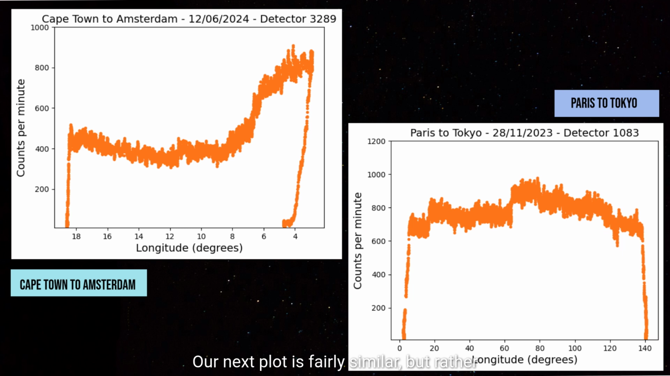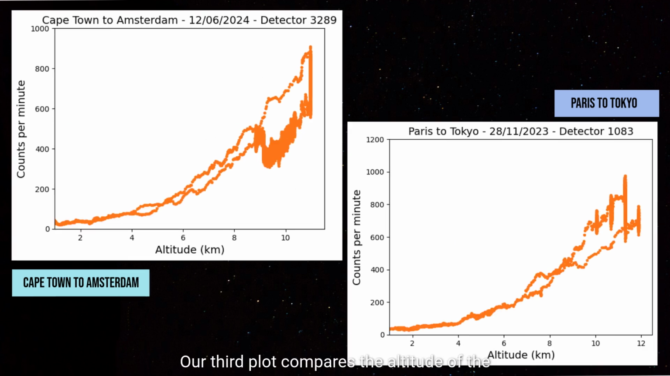Our next plot is fairly similar, but rather than latitude, it relates longitude to the radiation rate in counts per minute. Generally, radiation levels do not change as a function of longitude. However, our radiation data is measured as a function of latitude, longitude, and altitude. Since latitude and altitude are not kept constant as longitude changes, we expect to see a similar trend in this graph as we did with the latitude plot. That is, the radiation dose should decrease for flights that cross the equator and remain fairly constant for those that do not.